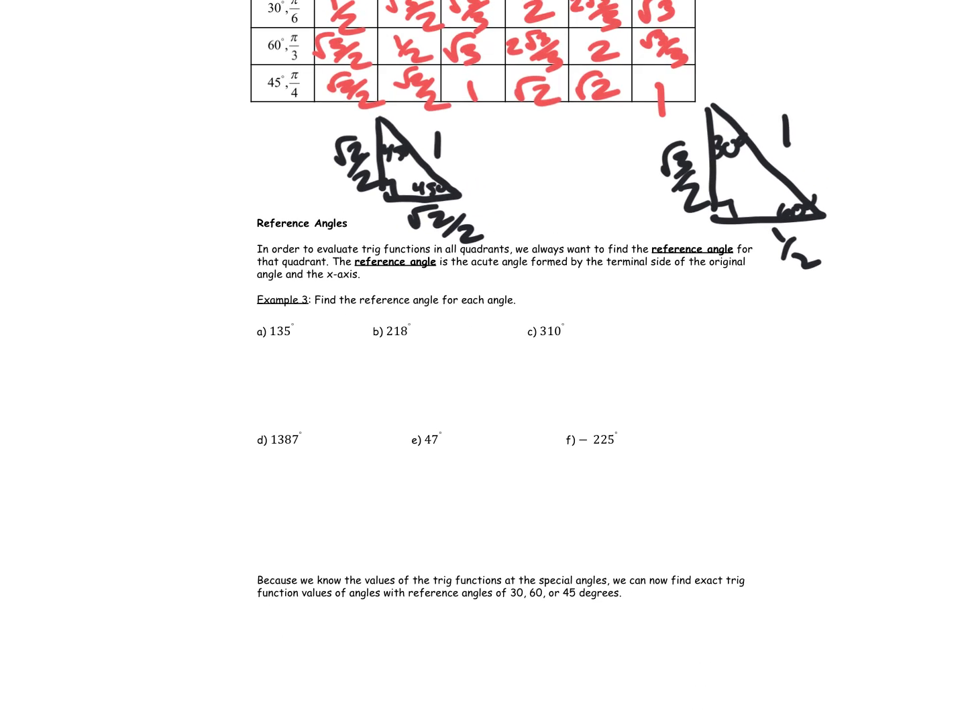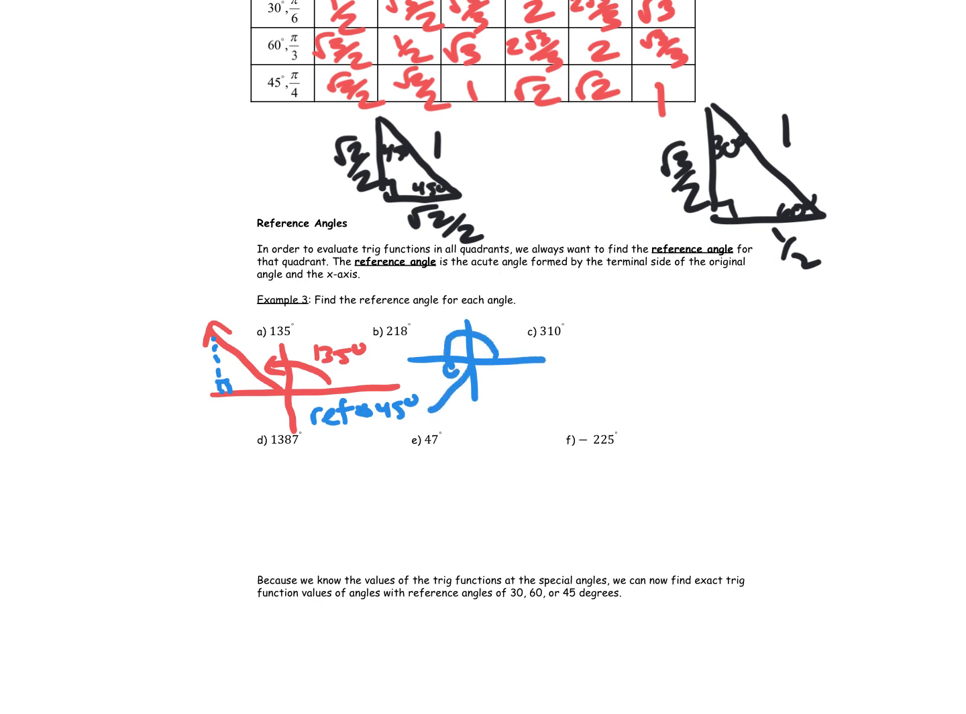So for 135, 135 is terminating in the second quadrant. So it'd be here, 135 degrees. To create my triangle, I'm always dropping down to the closest x-axis, which would be here. And so what is that reference angle? Well, it's going to be 180 minus 135, or 45 degrees. So the reference angle here is 45 degrees. Something like 218, we're now into the third quadrant.